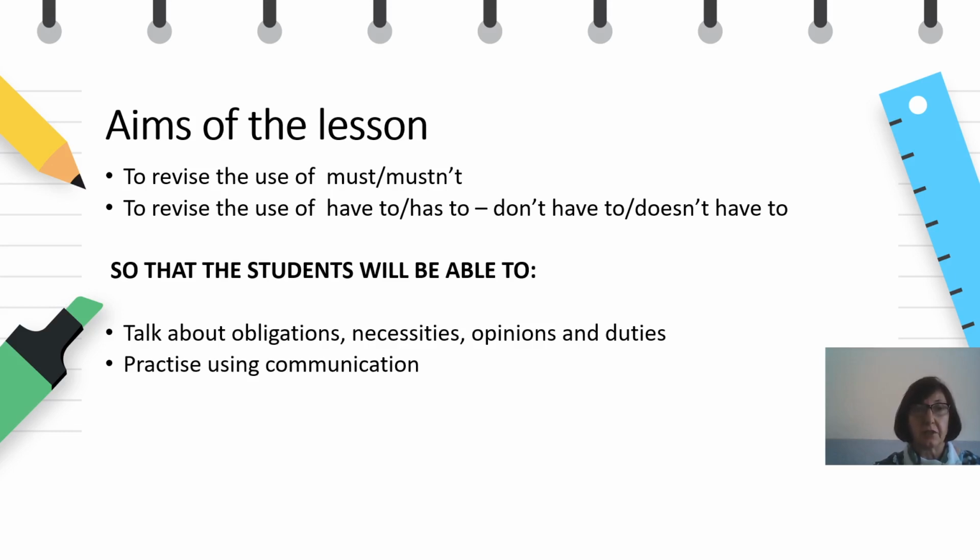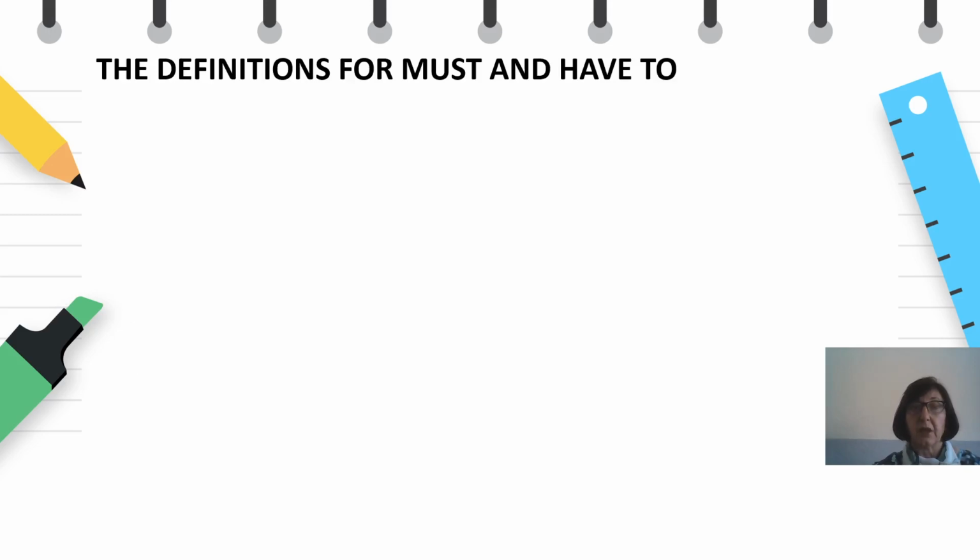Aims of the lesson: to revise the use of must and mustn't, to revise the use of have to, has to, don't have to, doesn't have to, so that the students will be able to talk about obligations, necessities, opinions, and duties, and to practice using communication. In order to do that, first let's revise the definitions for must and have to.